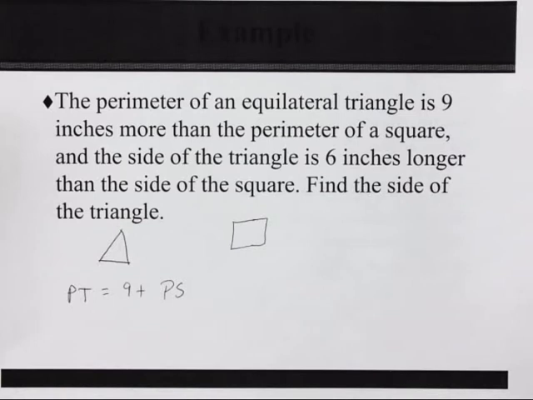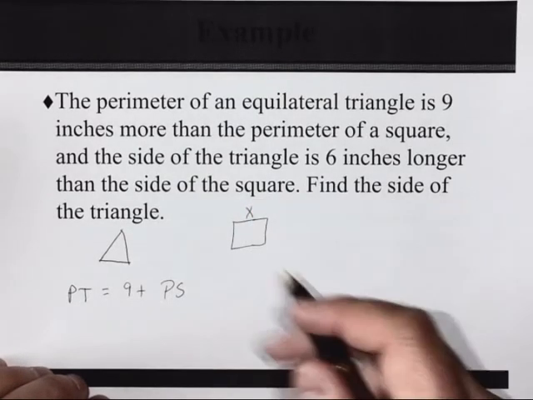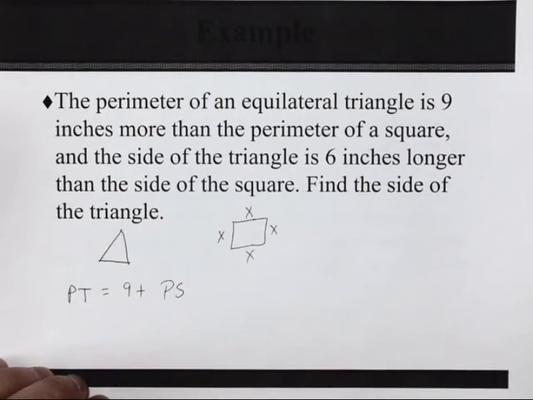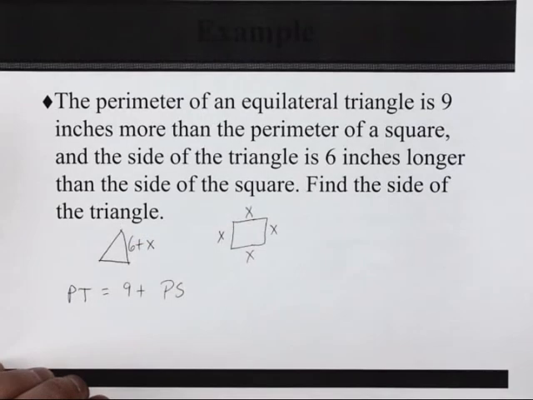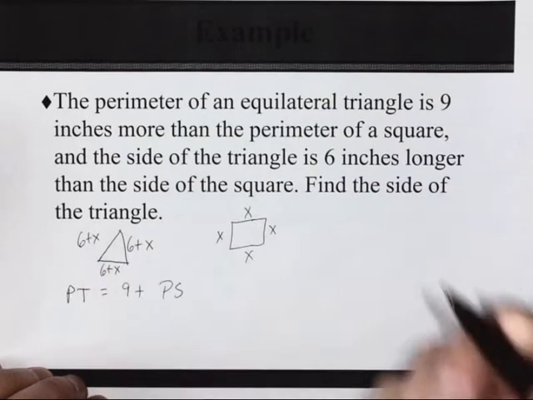We also know that the side of the triangle is 6 inches longer than the side of the square. And we know nothing about the side of the square, so we're going to make that x. And since it's a square, all 4 sides are equal, so they're all x. Okay, and we know the side of the triangle is 6 inches longer than the side of the square. Well, if the side of the square is x, this would be 6 plus x. And since it's equilateral, all of those sides are the same.